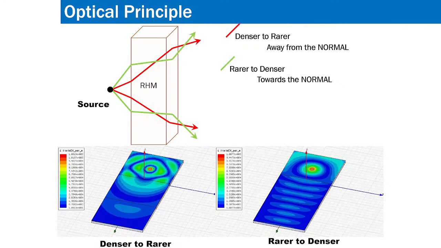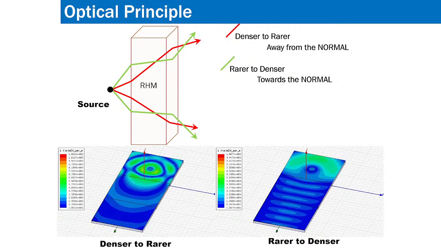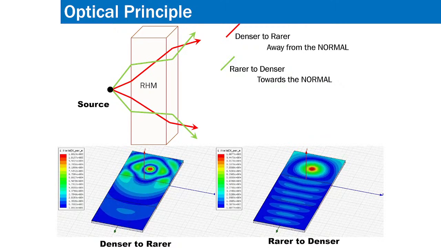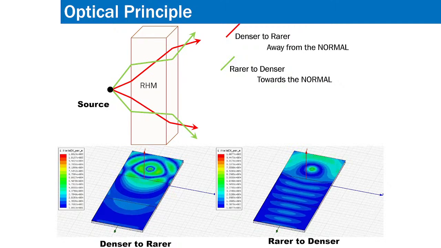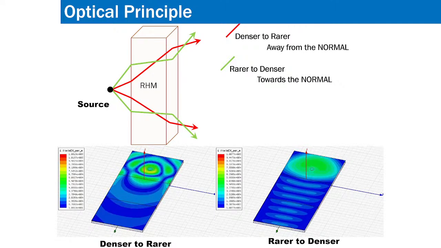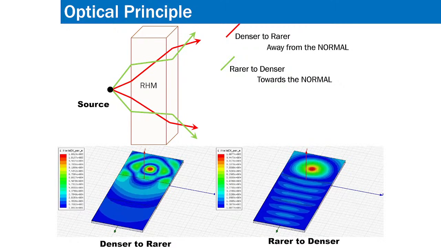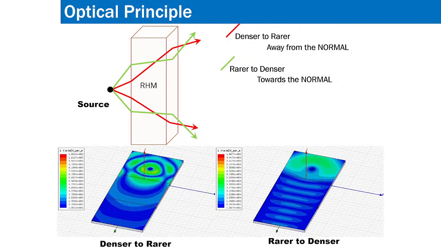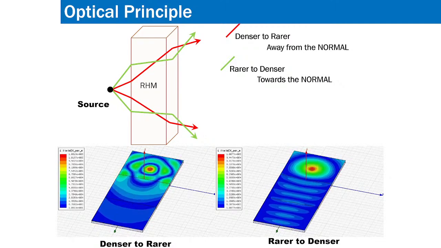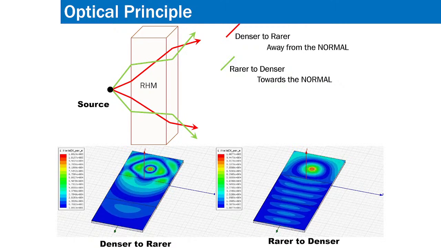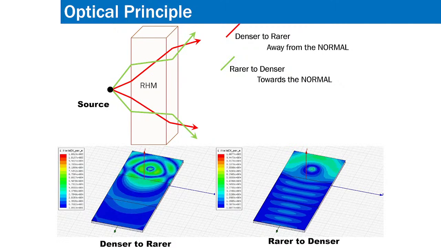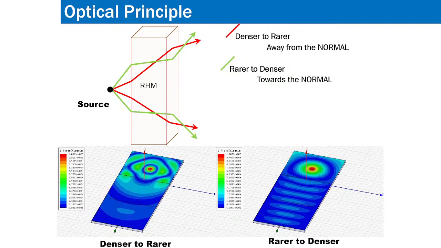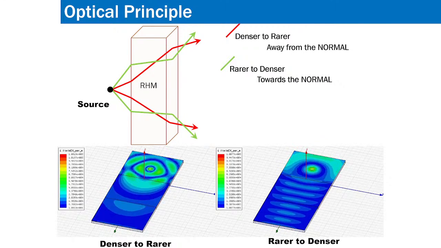Similarly, the opposite happens when the wave propagates from denser to rarer. It will go away from the normal in the rarer medium. So this is the normal optical principle that happens in any optical medium. Suppose instead of an optical medium we are considering an electromagnetic medium. The same principle happens also in the electromagnetic medium.